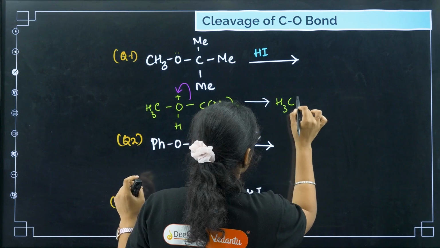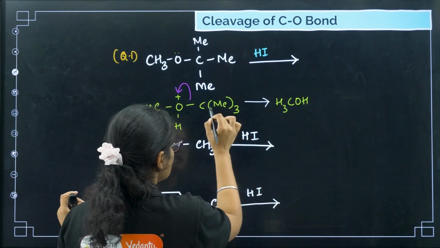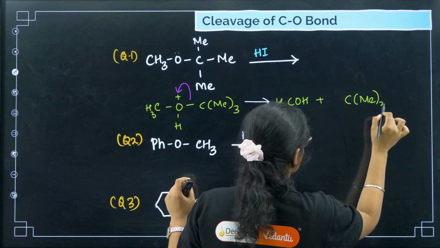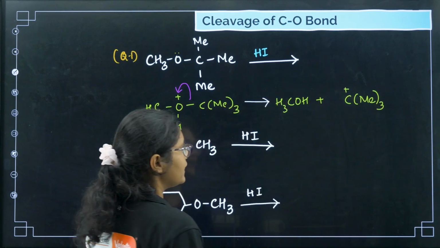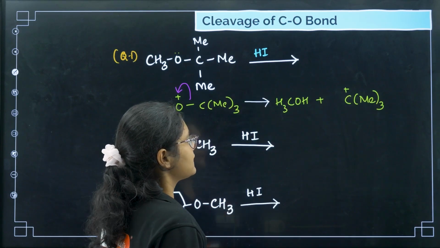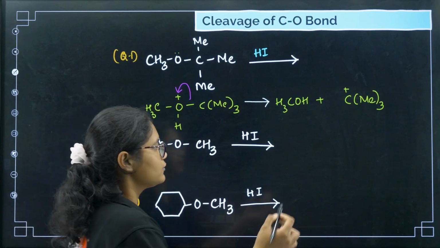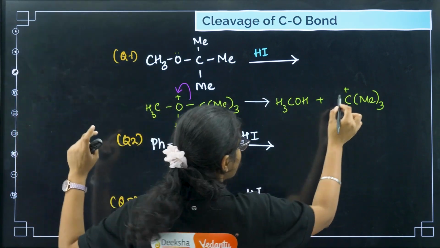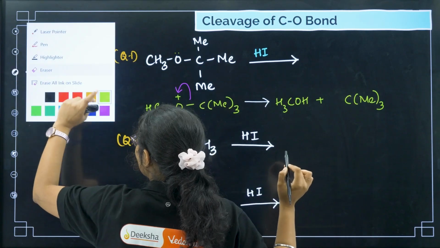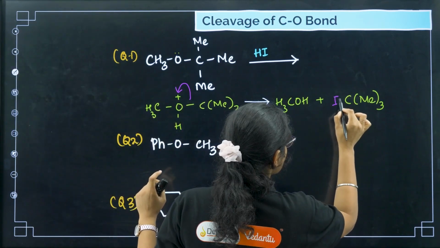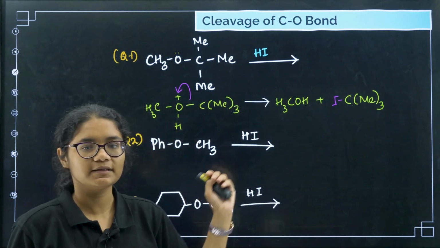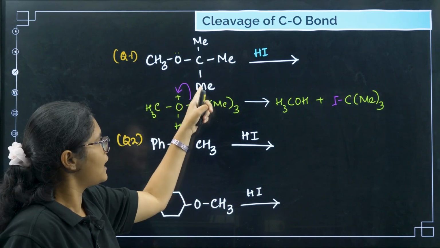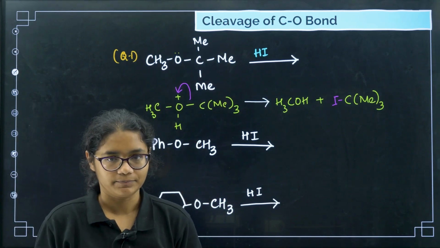CH3OH, this is one formed, plus CMe3 plus charge here, right. Now this X minus, what is this X minus here? I group, so I group will attack on this carbocation, so what will I get? We will get I minus attacked here, this is the product we will get. So this is one example where one side we have primary, another side we have tertiary, okay.